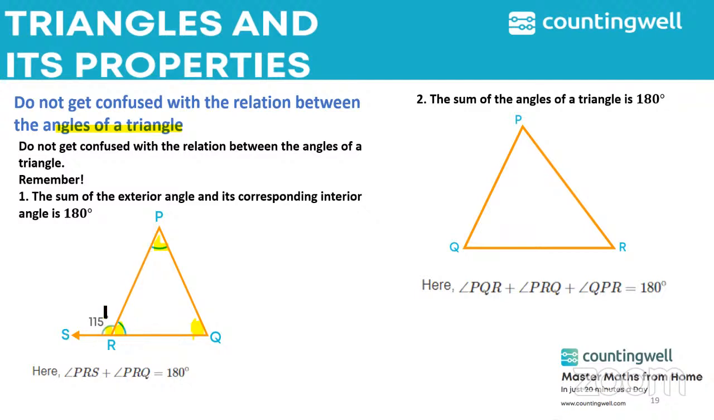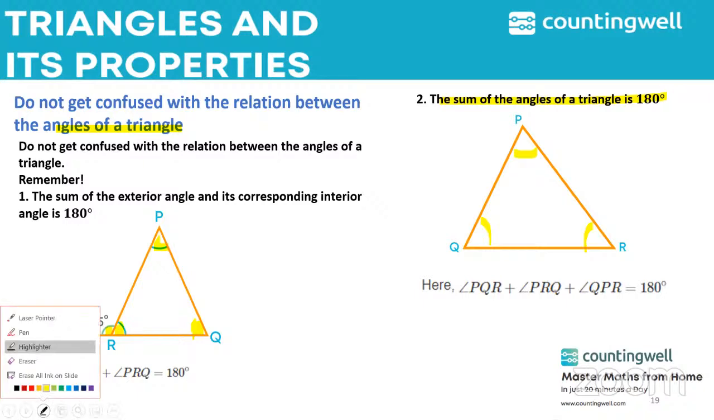That means PRS and PRQ form a linear pair of angles, as they are adjacent and supplementary. Also, the sum of the angles of a triangle is 180. So the interior angles, PQR plus PRQ plus QPR, equal 180.